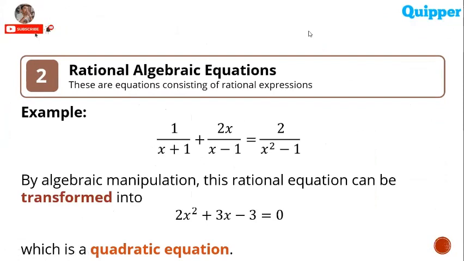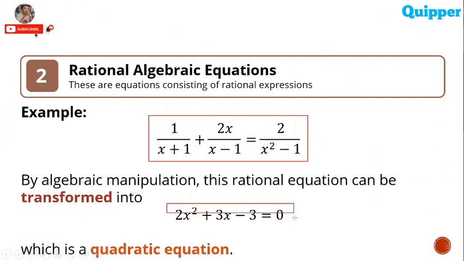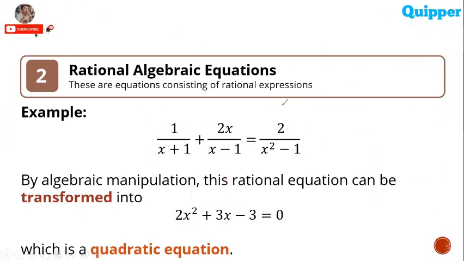Again, our goal first is to transform the given rational algebraic expression into the standard form of a quadratic equation. From this equation, we now have our standard form of a quadratic equation. How? Let's have an example.